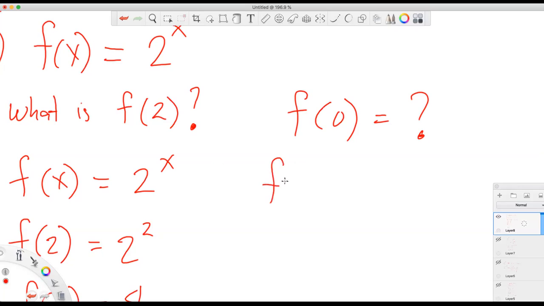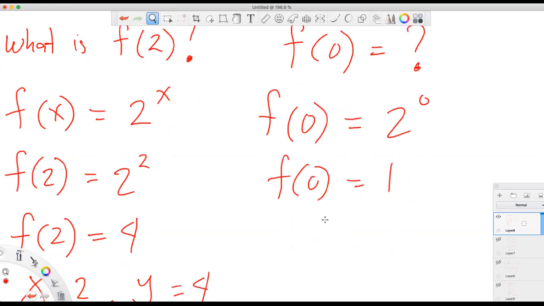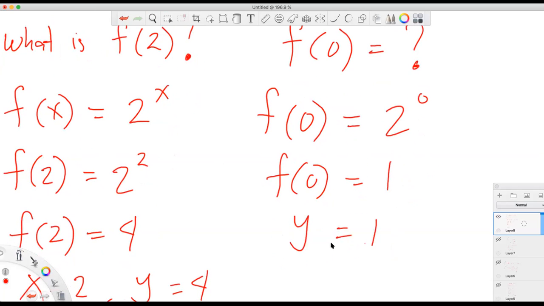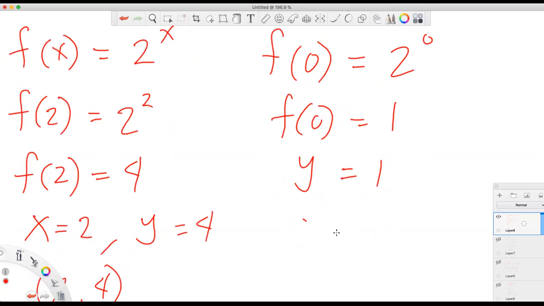So you can actually solve that in your mind, right? But in order to have a proper way of solving, writing is always the best way, so you can reduce typographical or simple errors. So f of 0 is 2 raised to 0, and f of 0 is equal to 1. So y is equal to 1. Therefore, we can conclude when x is equal to 0, y is equal to 1, and we have an ordered pair of (0, 1).